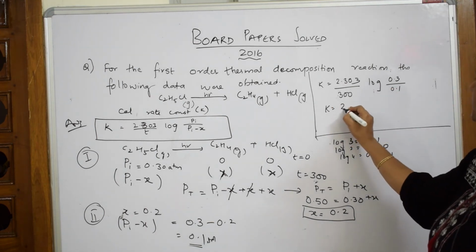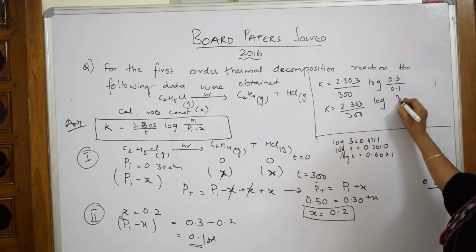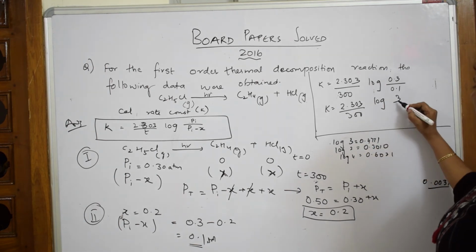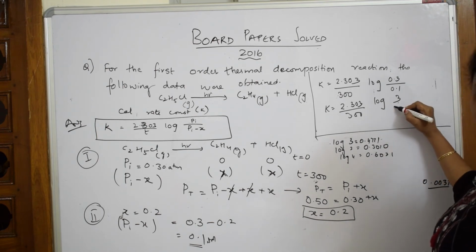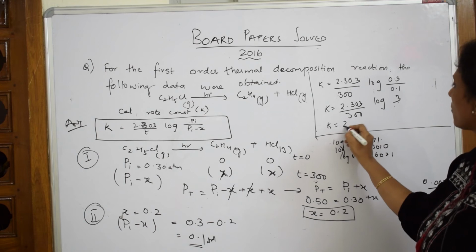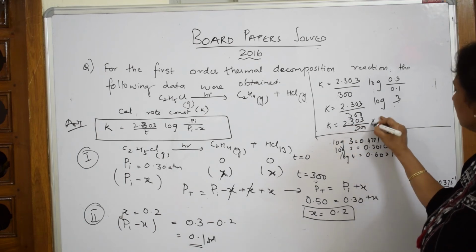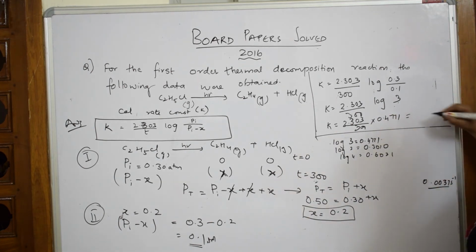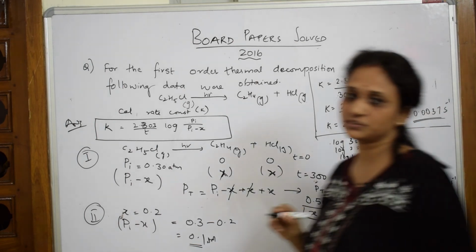We've got 0.1. Correct. So what will this become? K is equal to 2.303 by 300 into log 3. This log 3 value is already given to you. How much is it? Log 3 is 0.4771. So let us write K is equal to 2.303 by 300, your log 3 is 0.4771. Once you solve this, you get an answer of 0.0037 second inverse. That is your unit for your first order rate equation.